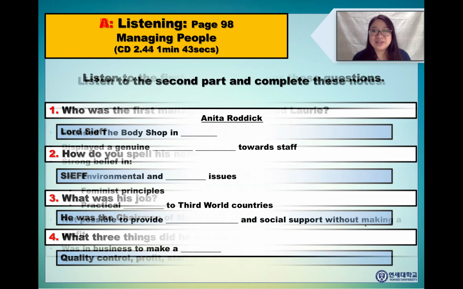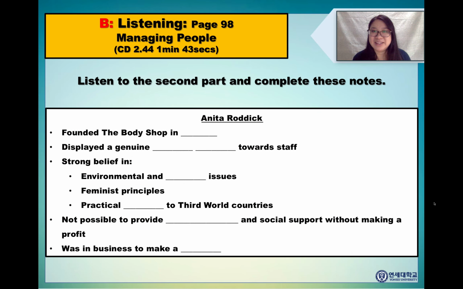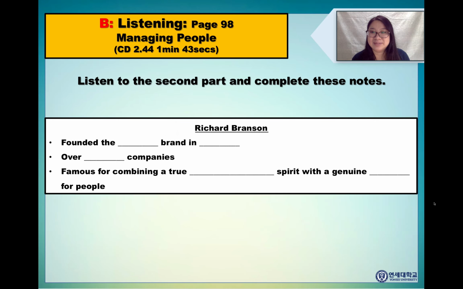Let's listen to the second part and complete these notes. There are 2 different people who will be profiled. So if you do not have your textbook, please look at this slide and the next slide. When you finish listening, we'll check your answers.